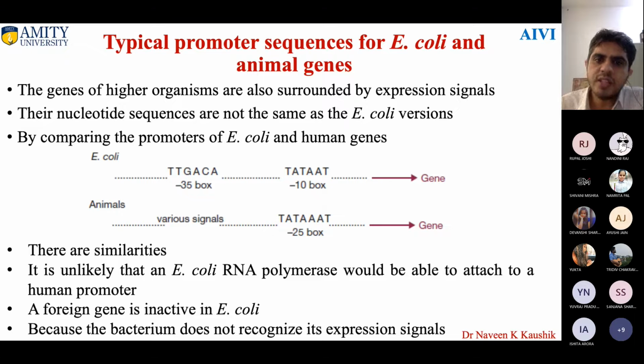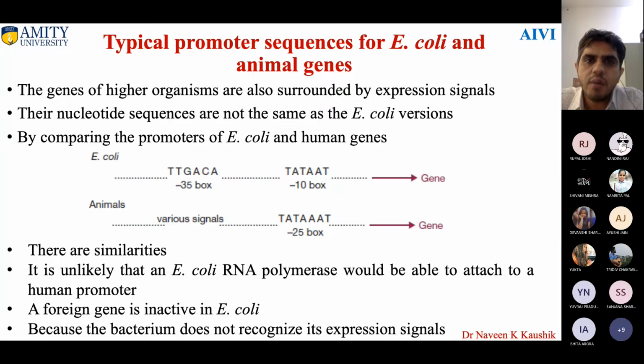And in between these -35 and -10, some other sequence may be there, but these are the conserved sequences. So they remain the same, or you can call it the consensus sequence. They may have a minor variation, but most of your cells are going to have this sequence. But in case of higher organisms, this sequence may vary. As you can see, instead of -10, in case of your eukaryote or higher, you have it at -25.